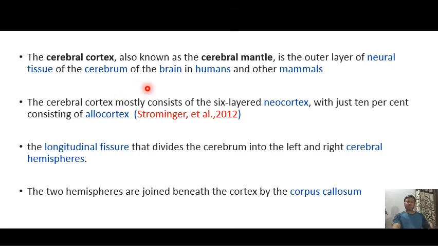Some important points about the cerebral cortex. The cerebral cortex is also known as the cerebral mantle, and it is the outer layer of neural tissue of the cerebrum of the brain in humans and other animals. It mostly consists of 6-layered neocortex, with just 10% consisting of allocortex. The longitudinal fissure divides the cerebrum into left and right cerebral hemispheres, and these hemispheres are connected by the corpus callosum.